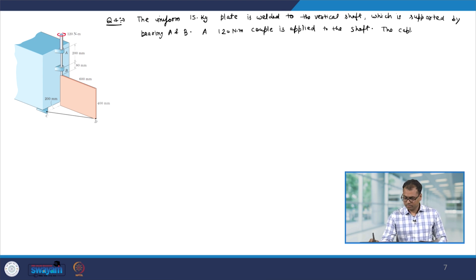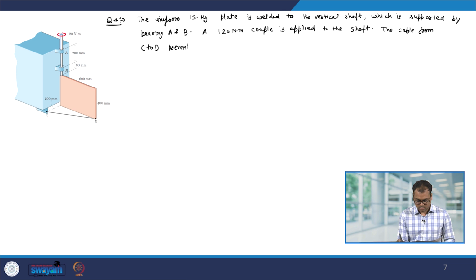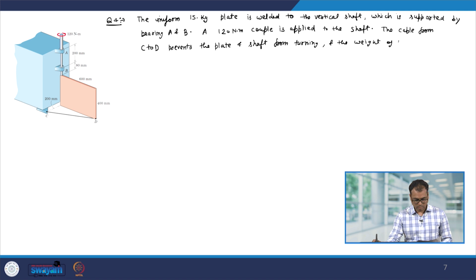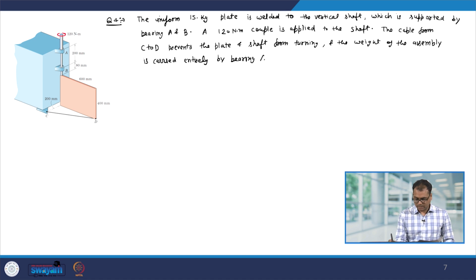The cable from C to D prevents the plate and shaft from turning, and the weight of the assembly is carried entirely by bearing A. And in the question, it is asked to calculate the tension T in the cable.